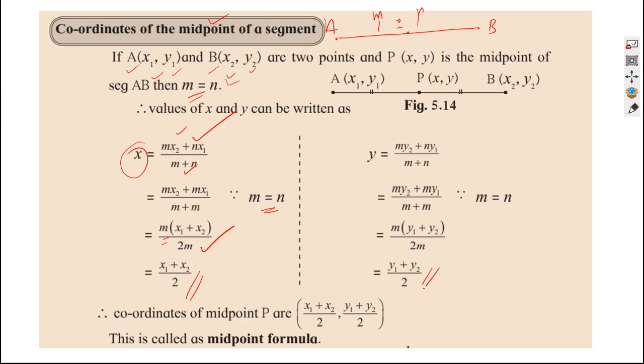Here y1 plus y2. If the point is a midpoint, you will simply add x1 plus x2 upon 2, which will give you x. What is x here? The point P's x coordinate. What is y here? Point P's y coordinate. What is the formula? y1 plus y2 upon 2. What is the condition? P is the midpoint, so P has to be at the midpoint. So we can apply the section formula and find out the coordinates of P.